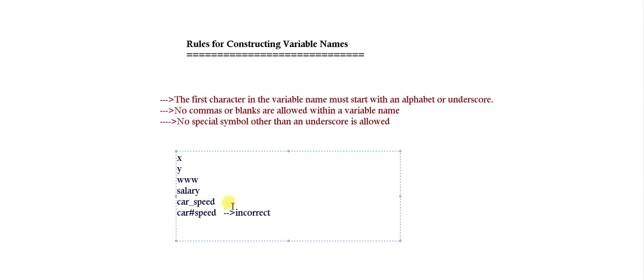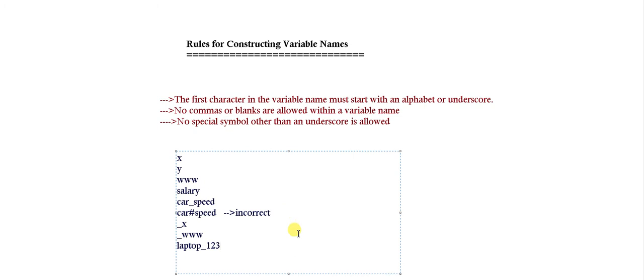For example, I'm writing a variable name underscore x. Is it correct? Yes, a variable name can start with an underscore as well as any alphabet, so it's correct. Underscore www is correct. Can I write a variable like laptop underscore 123? Yes, it's a correct variable name because your variable starts with an alphabet, and the special symbol you are using is an underscore, which is allowed.